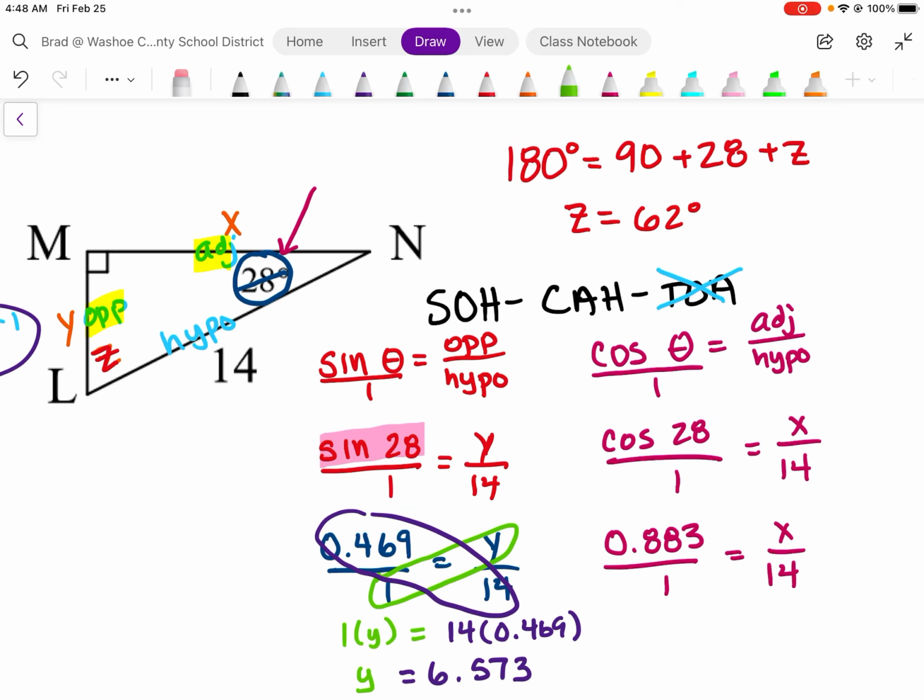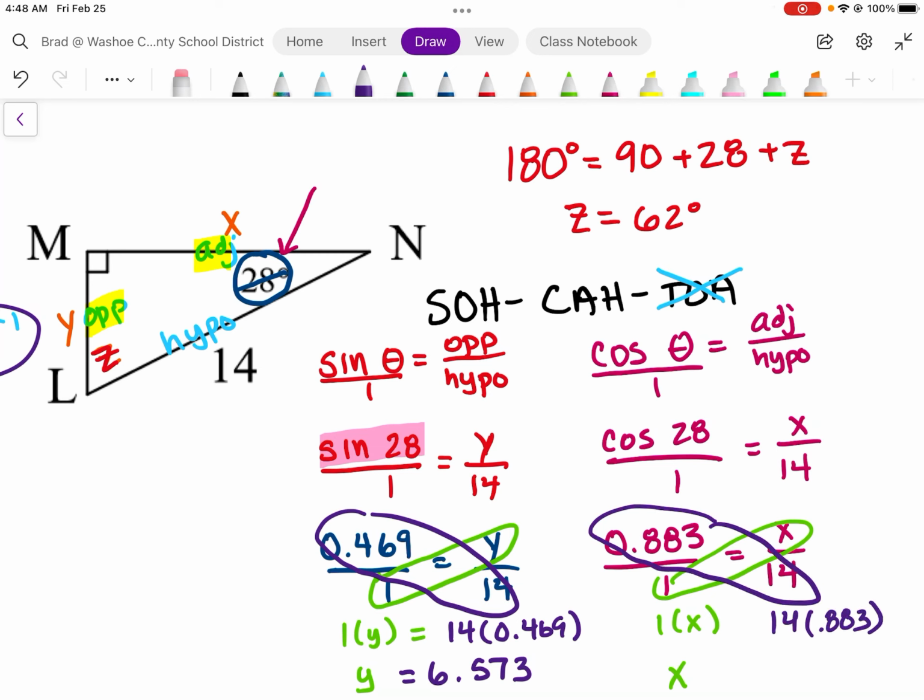Now we do the same cross multiplying. 1 times x is just x. And on the other side, we get 14 times 0.883, and that gives us 12.361. And now we're done here, friends.